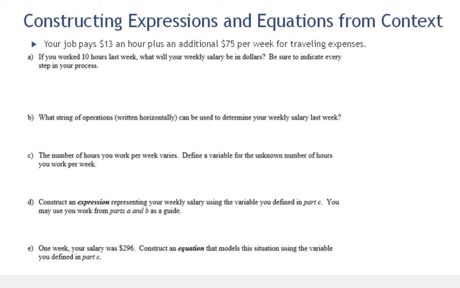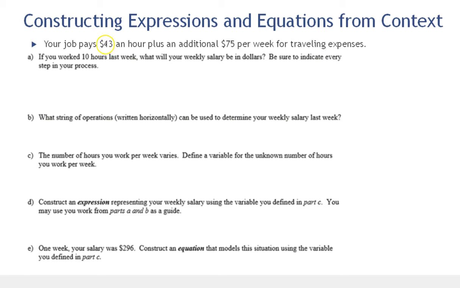Welcome to your first video for Unit 3, Constructing and Deconstructing Expressions and Equations. So we're going to begin this unit by constructing expressions and equations from context. So again, we're going to start with an arithmetic expression and equation and translate it into an algebraic expression and equation. So let's read the directions.